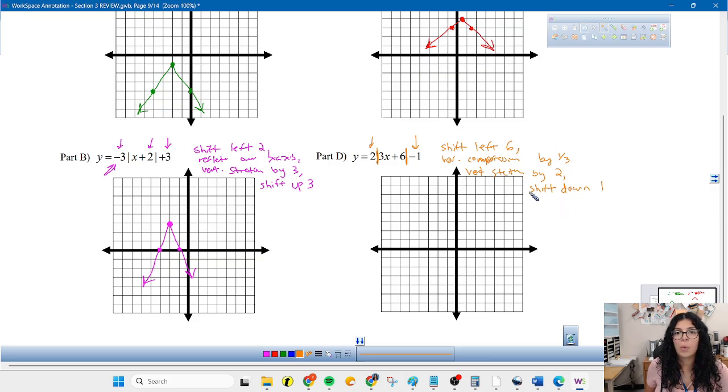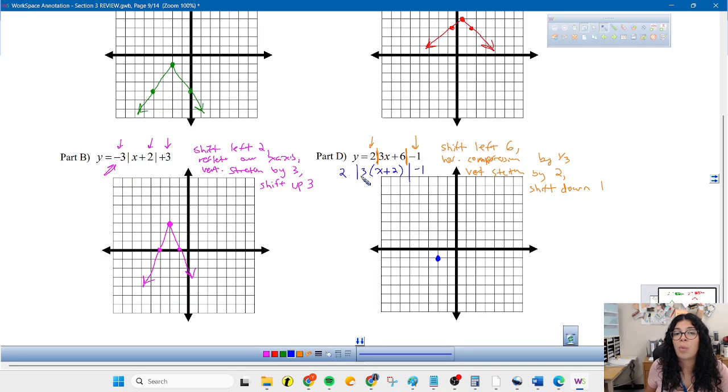All right, when we do this graph, let's go ahead and find the proper vertex. To define the proper vertex, we do need to factor out the 3. So we're going to take out the 3, which means that this is going to be x plus 2. So the proper vertex here is actually at (-2, -1). That's where the vertex is.